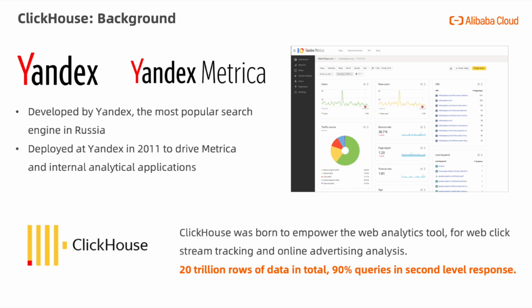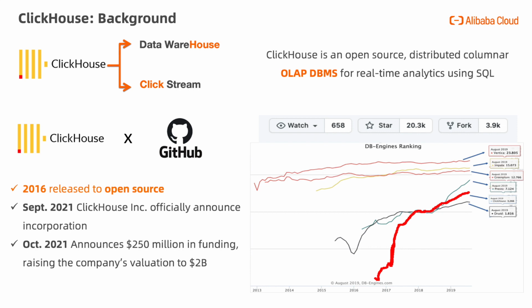It has outstanding data processing speed, about 100 to thousands of times faster than traditional approaches. For example, it could process 20 trillion rows of data in total at Yandex, and 90% of queries have a second-level response. ClickHouse was released as open source in 2016. The name ClickHouse comes from the combination of data warehouse and clickstream. ClickHouse is an open source distributed column-oriented OLAP DBMS for real-time data analytics using SQL.